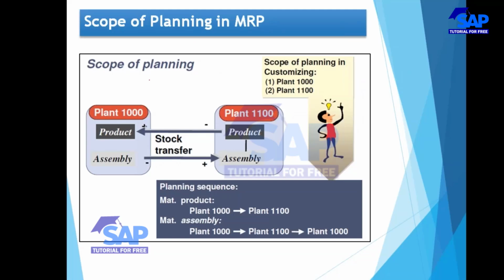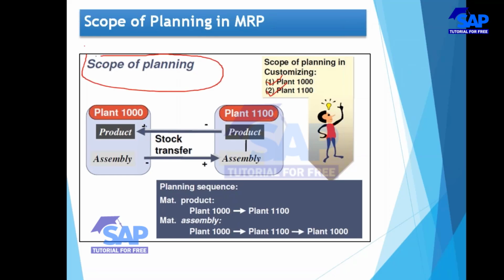Now if there is a requirement to carry out MRP run for multiple plants at one shot, let's say I'm having a big organization with a lot of plants. Executing MRP for each and every plant will be very time consuming. Instead, you can plan the MRP run for all plants at one shot, a single time. Here if you see plant 1000 and plant 1100, you can carry out MRP for these two plants at the same time.